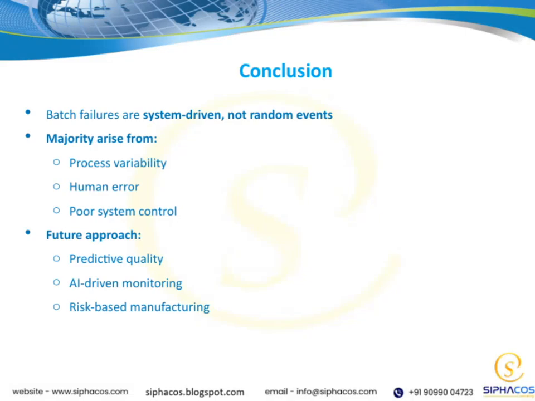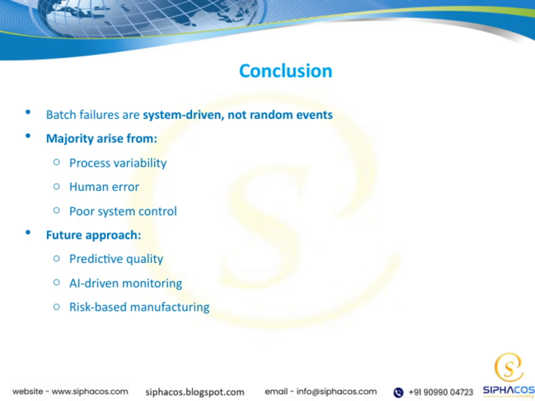In conclusion, it's important to understand that batch failures are primarily system-driven, rather than just random occurrences. Most of these failures stem from factors like process variability, human error, and poor system control. These are the key areas where things can go wrong, and addressing them is crucial for improving overall quality.